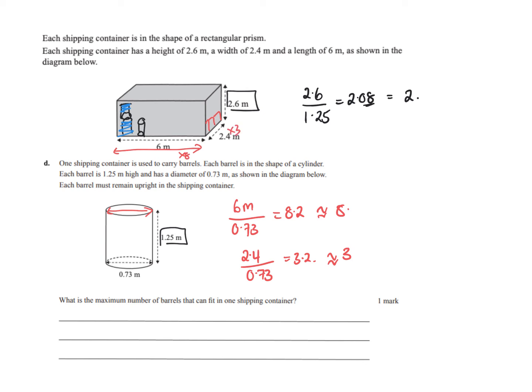So one row on the bottom would be 8 times 3, which equals 24. But remember, we can stack another layer on top. So if we times that by 2, we'll get 48. So what's the maximum number of barrels? It is 48 barrels.